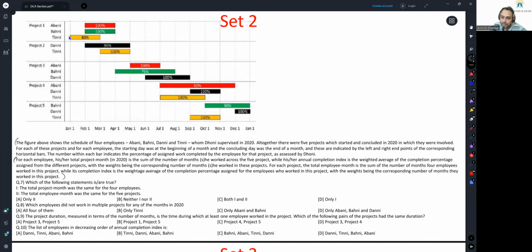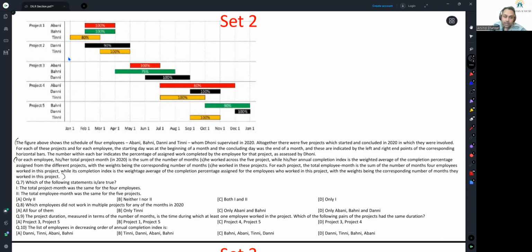And these are indicated by the left and right endpoints of the corresponding horizontal bars that we have here. Even within this graph, red color corresponds to Abani, green color corresponds to Bahani, black color corresponds to Danny, and yellow color corresponds to Tini. Although there is no legend specifying that, it is very apparent from the recordings given. Now, the second paragraph is where all the terms are specified.